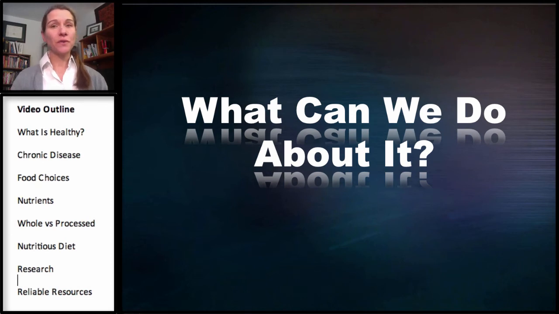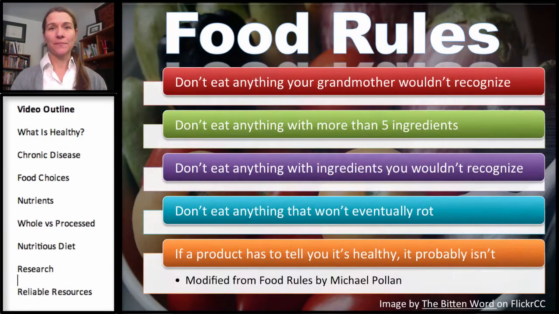Welcome to the third part of this week's series, Food Choices and Human Health. This section is going to cover what we can do about developing chronic disease, what type of influence we have on our risk for developing these diseases, and defining nutrients.